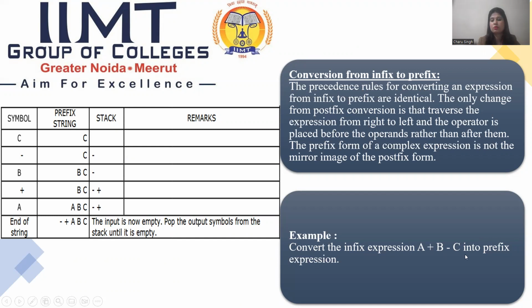Because we are going to perform the operation from right to left, we deal with the first symbol C. Then again we have the subtract symbol, so the subtract operator will go into the stack. Then the symbol arises, so we push the subtract operator onto the stack.